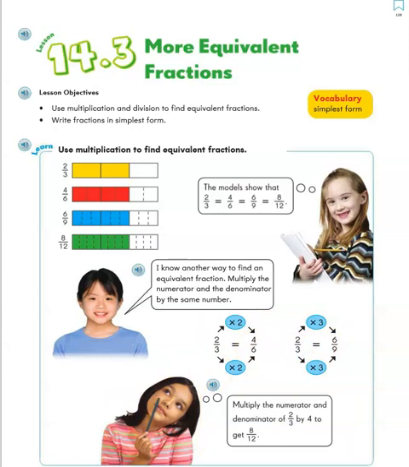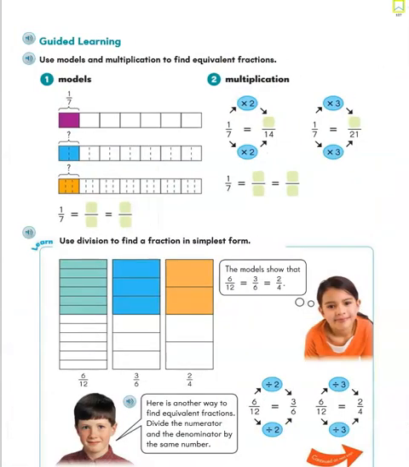Let's look at a few more examples. So on this page, we have models and multiplication, and we're going to show the same thing. So here, our model is showing us a bar that has been split into 7 equal pieces, and one of them is shaded. So this bar right here is showing us the fraction 1/7. Okay, and then we can see down here that 1/7 is equivalent to, let's find out, it looks like it's split into 14 pieces because it looks like each piece was cut in half.